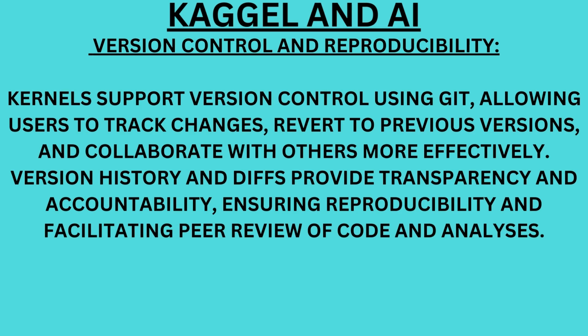Kernels support version control using Git, allowing users to track changes, revert to previous versions, and collaborate with others more effectively. Version history and diffs provide transparency and accountability, ensuring reproducibility and facilitating peer review of code and analysis.